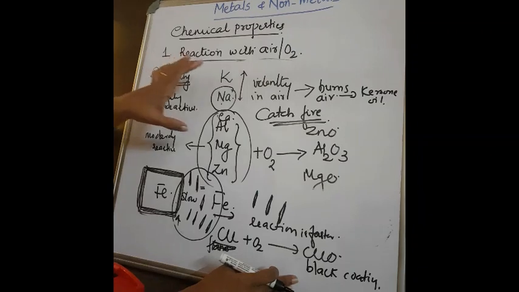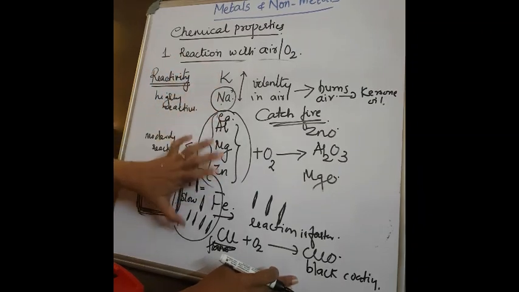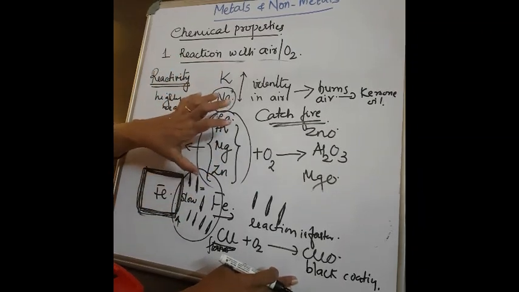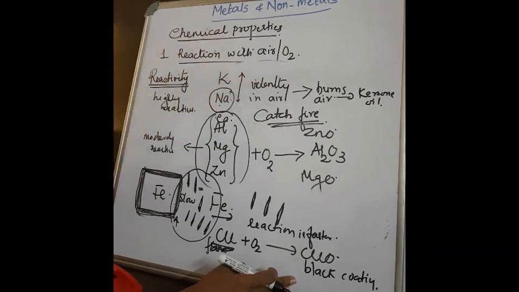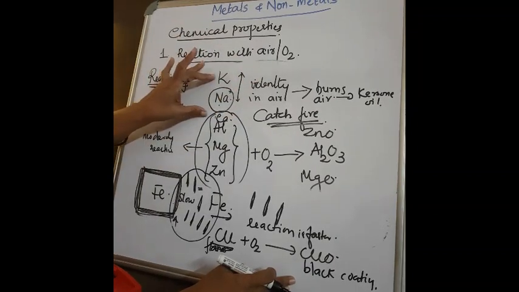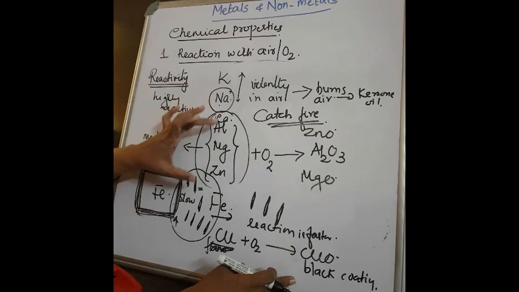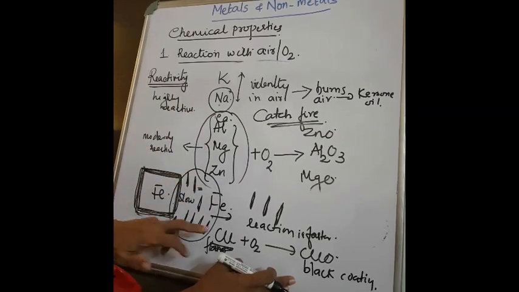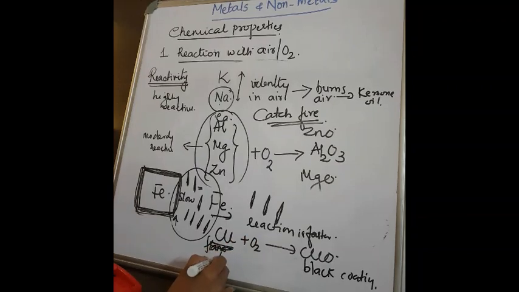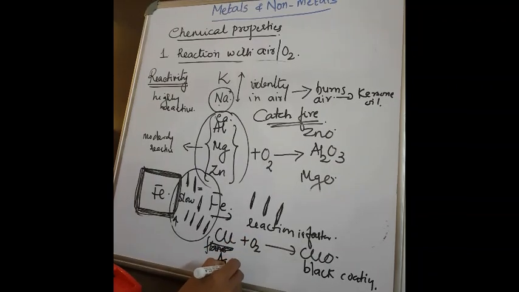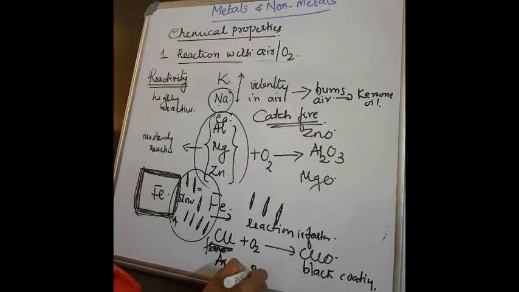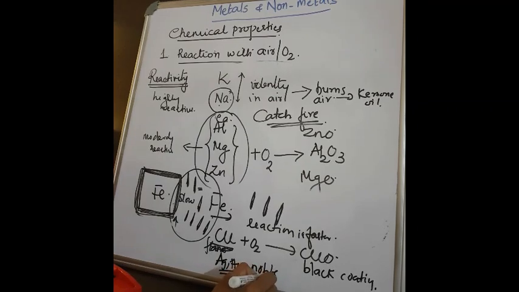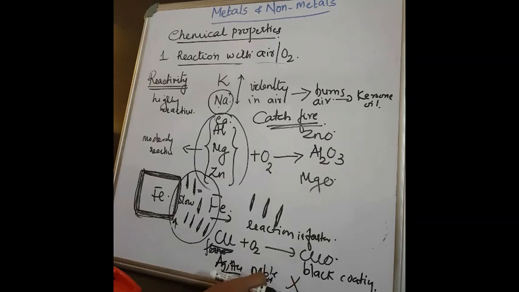So when you compare the reactivity, now you can understand how the metals react in different ways with air or oxygen. Sodium and potassium, vigorous reaction. Calcium, aluminum, magnesium, moderately reactive. Iron, the reaction is slow. Copper, even slower. And what about silver and gold? Silver and gold, you know, they are noble metals, right? So there is no reaction with oxygen.